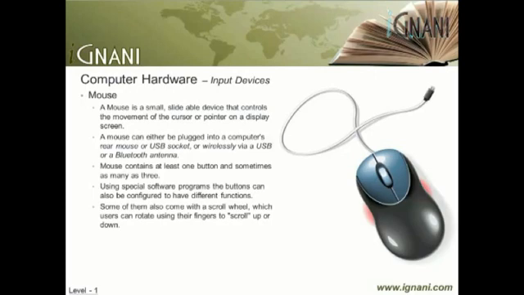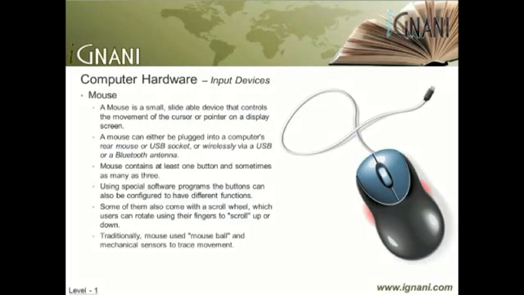Some of them also come with a scroll wheel, which the users can rotate using their fingers to scroll up or down. The scroll wheel can also be pressed down in some devices, making it act as an additional button. Some mouse wheels may also be tilted from side to side, to allow sideways scrolling. Different programs make use of these functions differently, and may scroll horizontally by default with the scroll wheel, open different menus with different buttons, among others. These functions can also be defined by the user through software utilities.